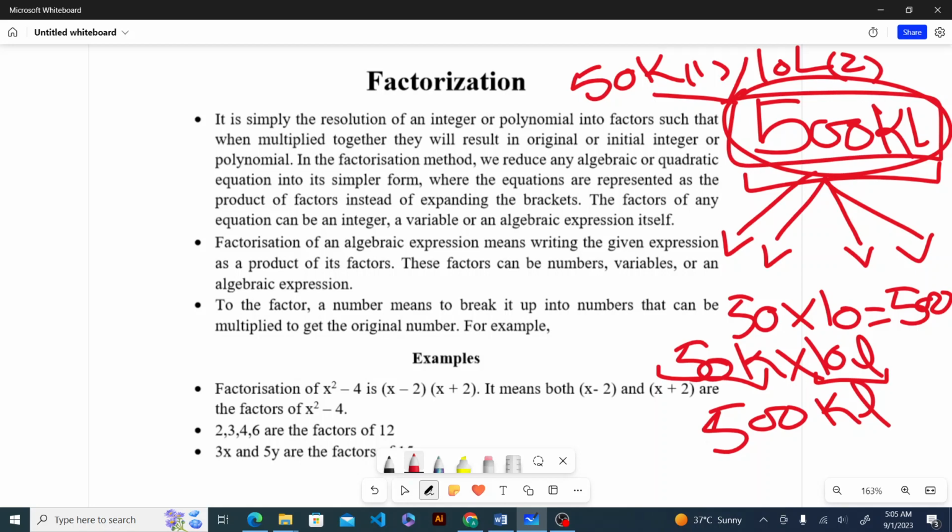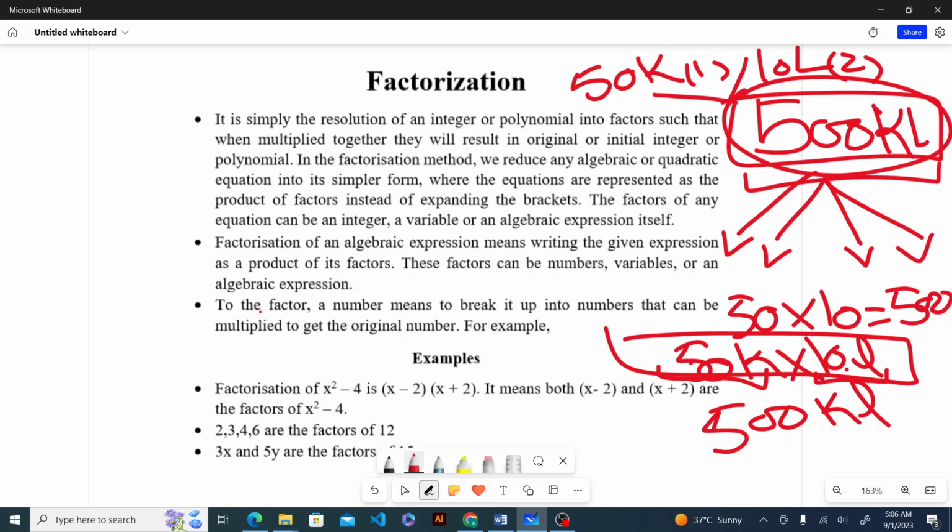Okay, so basically factorization is simply to decompose a number or an expression into its factors. Factors are those terms which we multiply and then we get the original thing which we had first. 500 KL is the original term that we have initially, and when we decompose this 500 KL, by decomposing we write it in terms of its factors which are being multiplied with each other. When they will be multiplied with each other, 50k into 10l will produce what? The original thing, 500 KL.